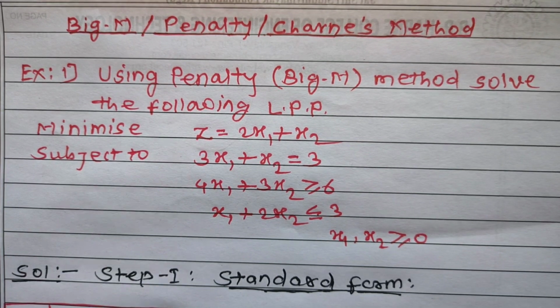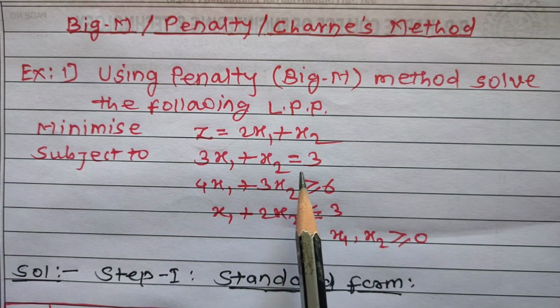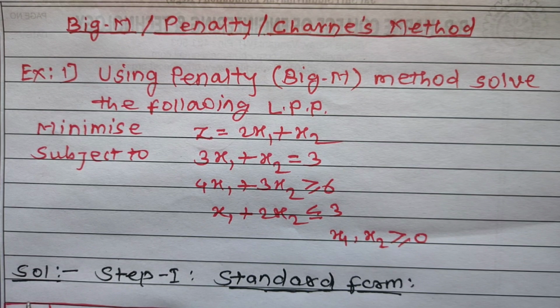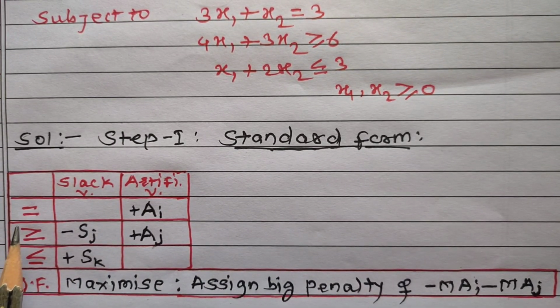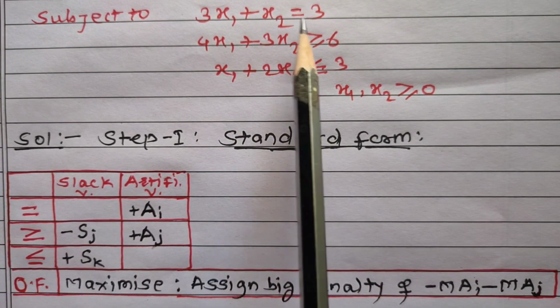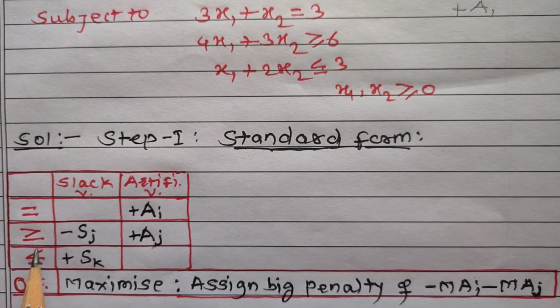To solve this sum, in case of the Big M method, the objective function must be maximized type, and all constraints we have to convert in terms of equations. So to solve this sum, step number 1 is standard form. If a constraint is having an equal to sign, like the first constraint, then in that case we have to add an artificial variable in that constraint. This is the first constraint in which there is an equal to sign, so we have to add here artificial variable a1. If there is a greater than or equal to sign, then in that case we have to subtract slack variable sj and add artificial variable aj.